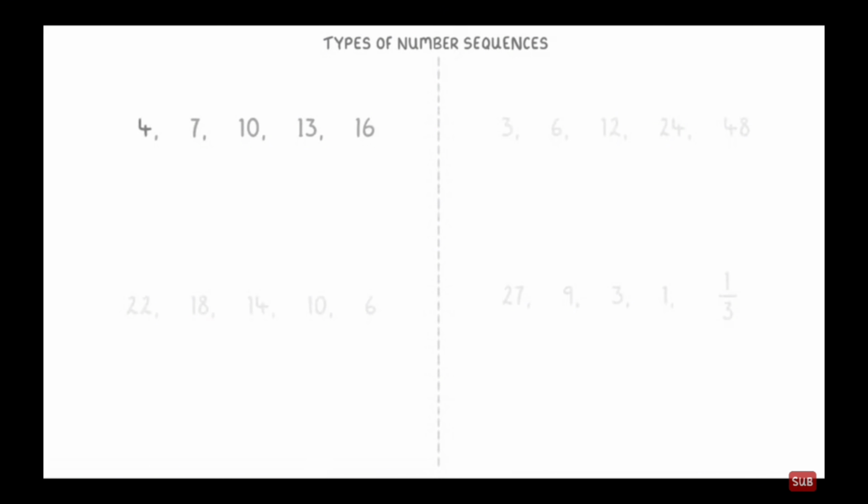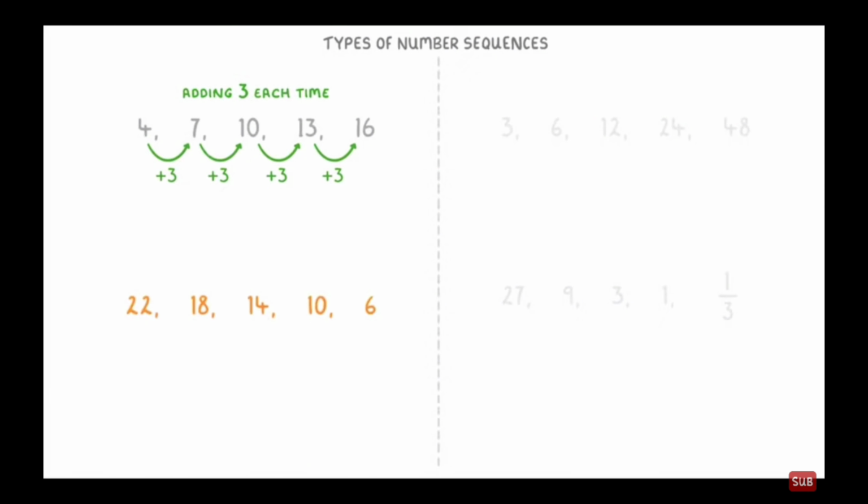For example, to get from 4 to 7, we'd have to add 3. So we could draw an arrow between the two of them with a +3 under it. Then to get from 7 to 10, we'd have to add another 3. And we do the same again to get to 13, and then to 16. So the pattern here is that we're adding 3 each time.